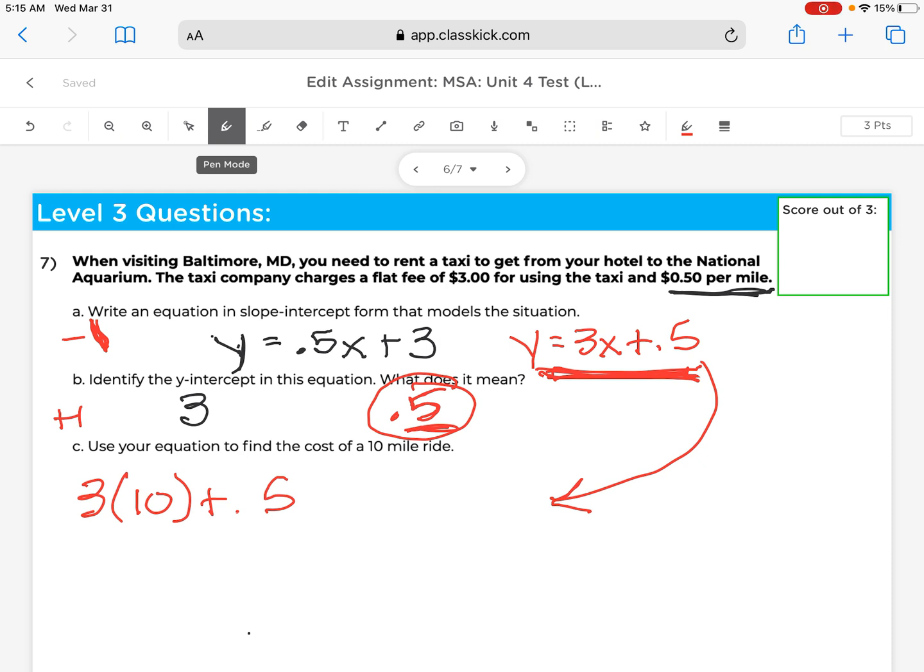So if you would have got $30.50, I'll give you another point because you're using the incorrect equation correctly. So you can still get points for this, which is nice.